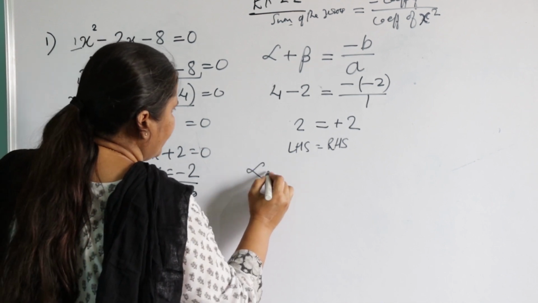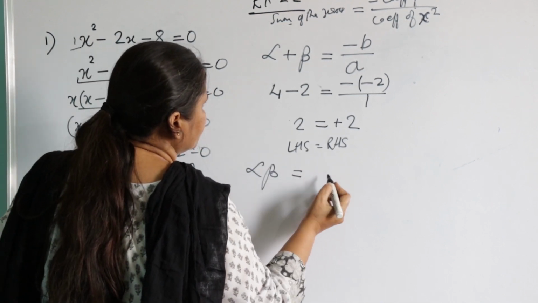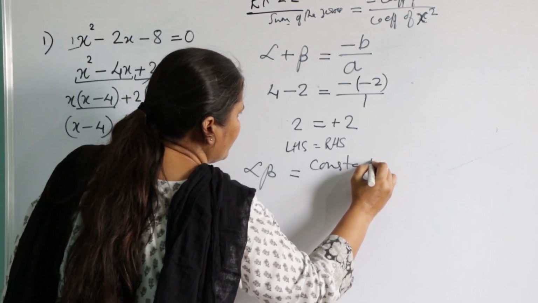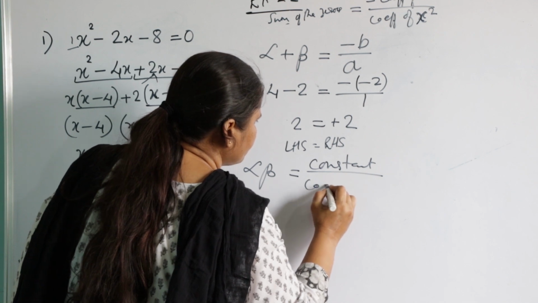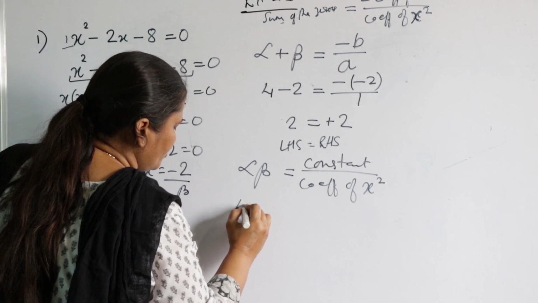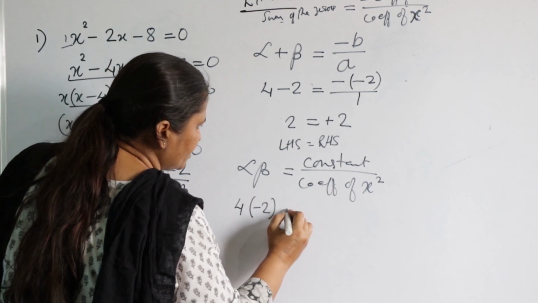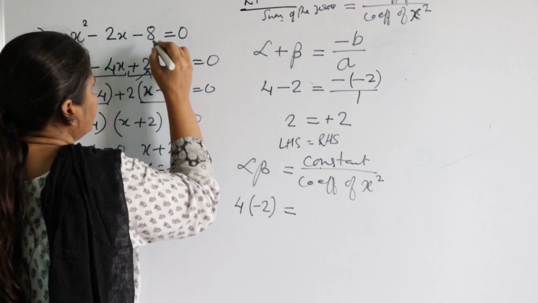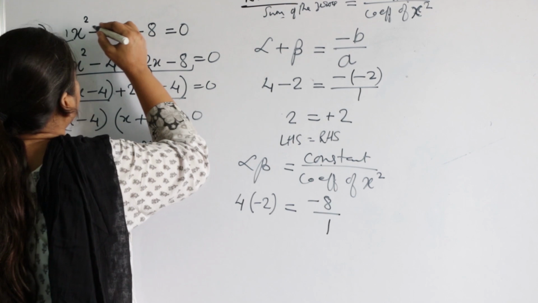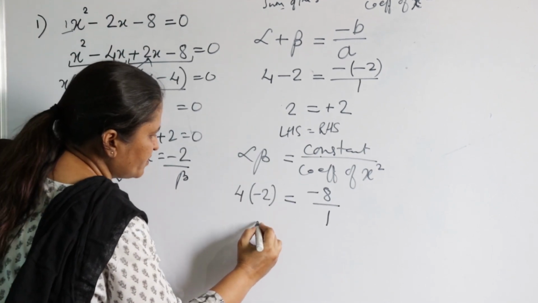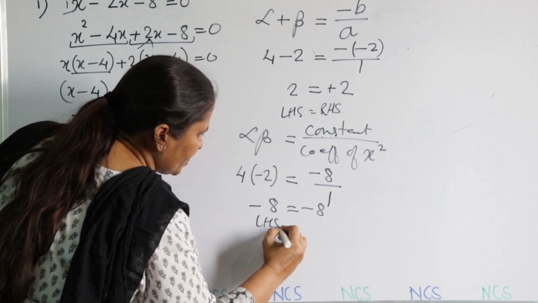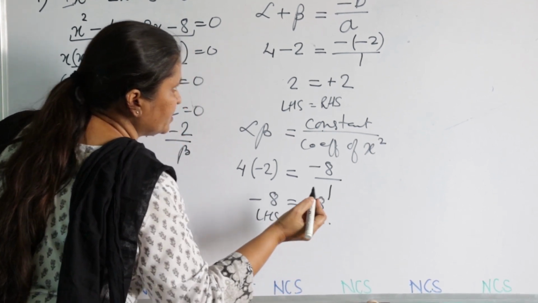Now let us verify the product of the zeros, which is alpha times beta equals constant by coefficient of x square. 4 times our beta, which is minus 2. What is the value of the constant? It is minus 8. Coefficient of x square is 1. 4 times minus 2, minus 8, equals minus 8. LHS is equal to RHS, right?